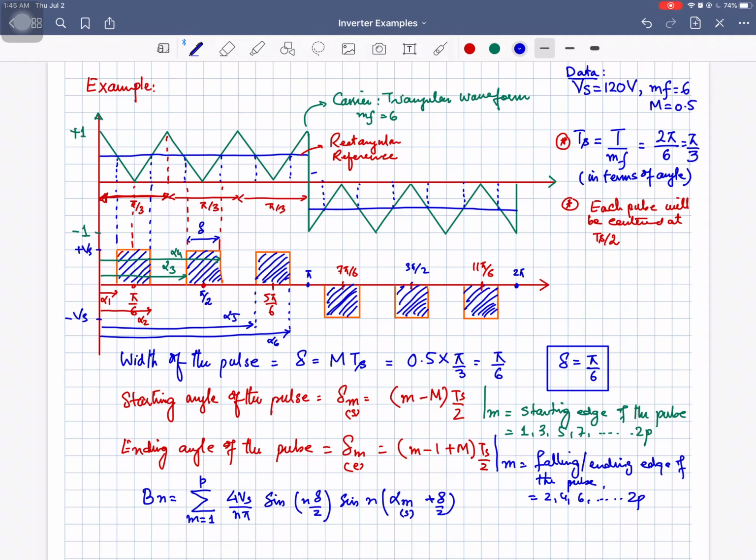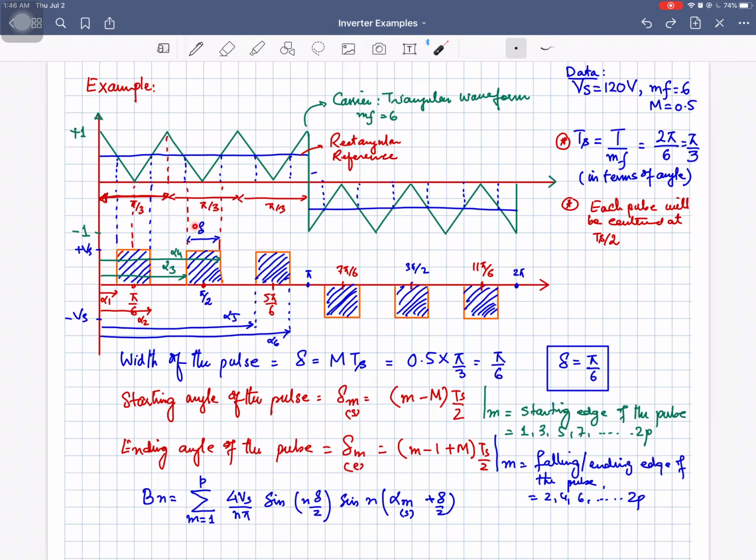First of all, we need to know the width of the pulse. We have already discussed in the previous video that, in terms of angle, the width of the pulse is the modulation index times the switching interval in terms of angle. The modulation index in our case is 0.5, so 0.5 multiplied by pi by 3 is equal to pi by 6. So the width of the pulse in terms of angle is pi by 6.